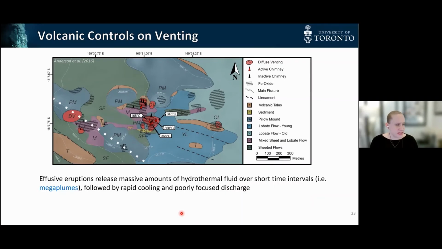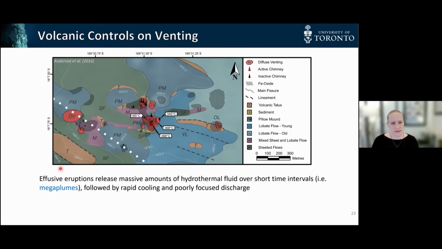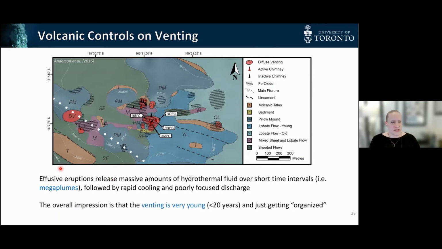So our interpretation is that the effusive eruptions that produce these very young-looking sheet flows release massive amounts of hydrothermal fluids over really short time intervals associated with these eruptions. So we call these mega plumes. But what happens after that is that you get really rapid cooling and generally poorly focused discharge. We're only focusing it at these permeability contrasts. So the overall impression is that the venting is very young, probably less than 20 years based on the frequency of large seismic events, and just getting organized.